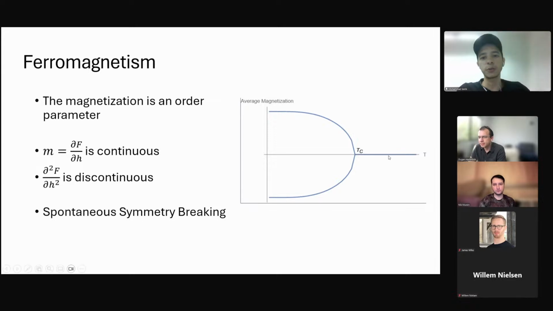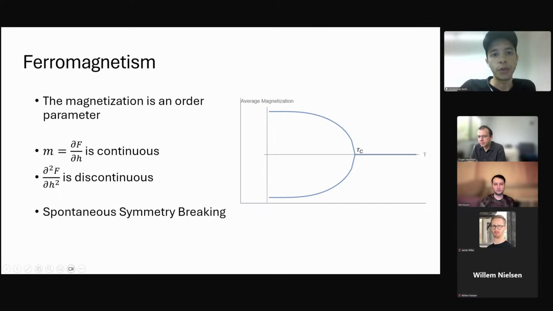This is what we call a phase transition, going from no magnetization to finite magnetization. When we study this, we find that M is partial F by partial H. That's the magnetization of the system, and F, again, is the free energy of the system. But this time, this first derivative is continuous. In the liquid-gas transition, the first derivative was discontinuous. Here, the second derivative is the one that is discontinuous.